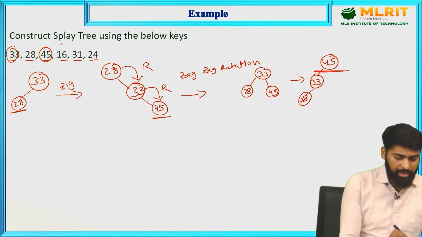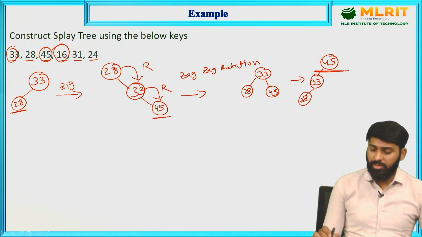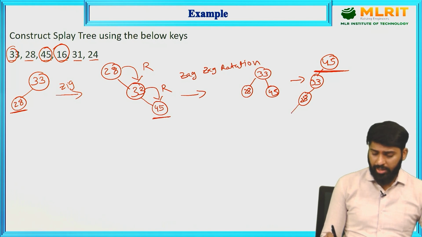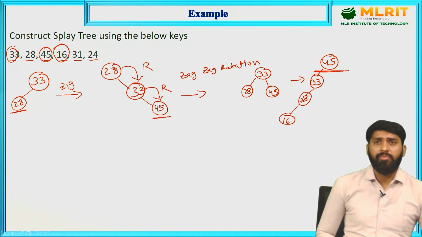Next element 16. Now, 16 is less than 45, so traverse to the left of 45. 16 is less than 33, so traverse to the left of 33. 16 is less than 28, and 28 doesn't have any left child. So, insert 16 as the left child of 28.